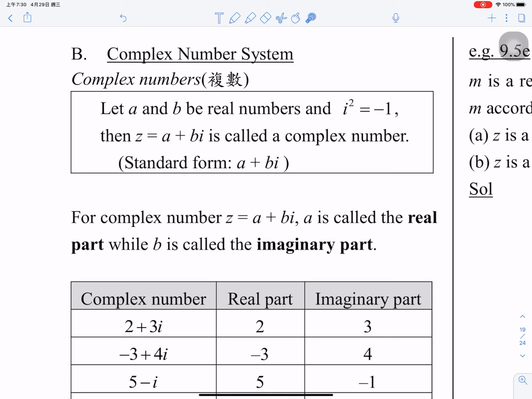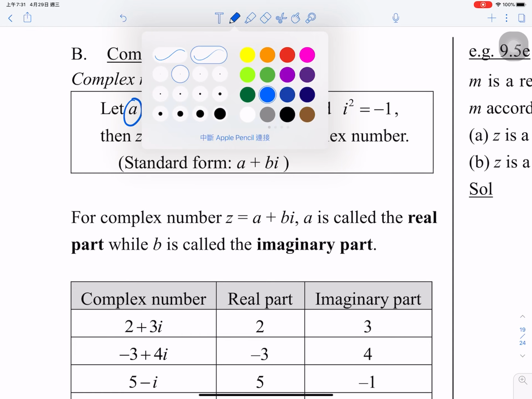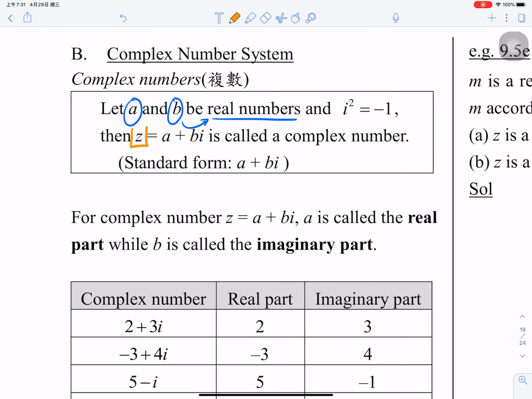Let A and B be real numbers, so there are two real numbers, and i squared equals -1. Then Z, most probably we use Z to express a complex number. Z equals A plus Bi is called a complex number, and we say it is the standard form, A plus Bi.